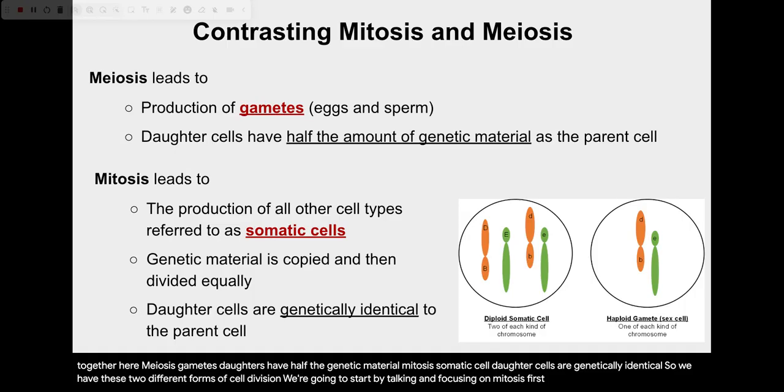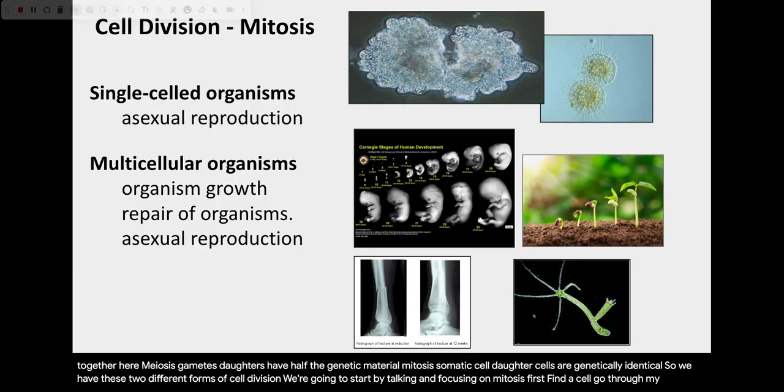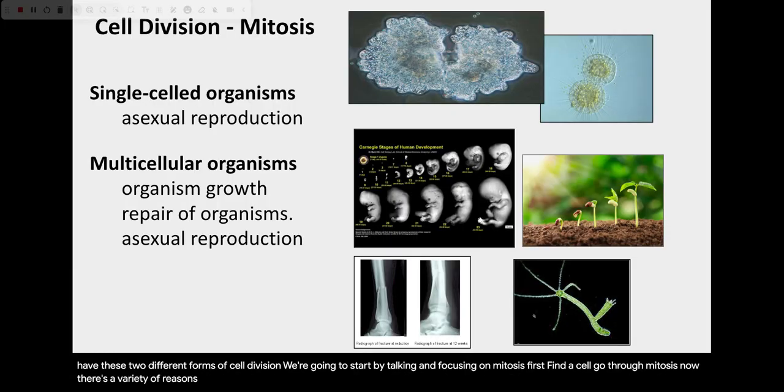So why might a cell go through mitosis? Well, there's a variety of reasons. If it's a single cell organism, this is how it's going to reproduce. It's going to go through asexual reproduction. It's essentially going to divide its body in half and create an identical copy.